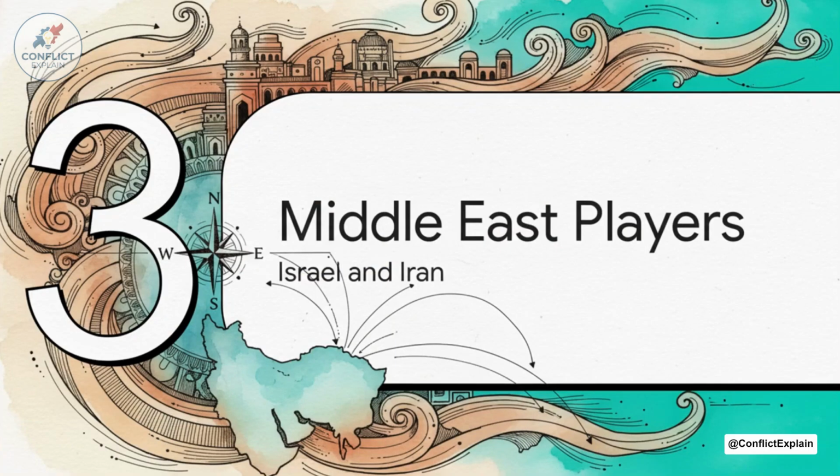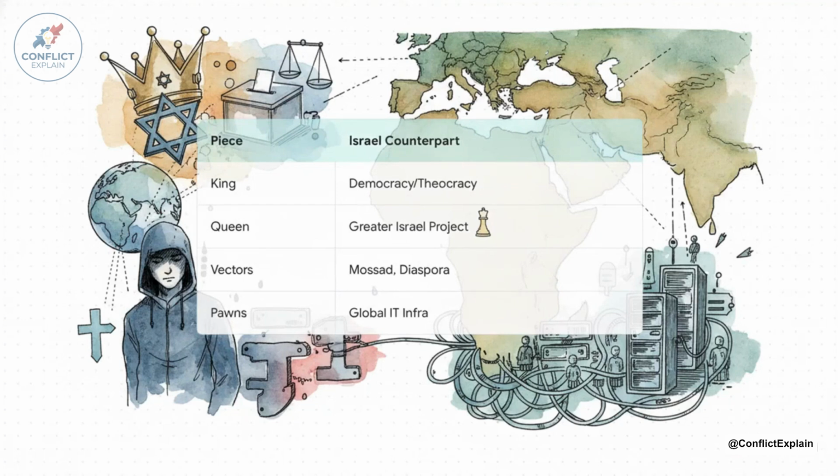Now, the most active and explosive theater in this global game isn't in Washington or Moscow right now. It's in the Middle East. Let's pivot to these crucial regional powers. Israel's position on the board is highly unique. Their king operates as a mixed democracy and theocracy. They're highly creative and technologically advanced, but also internally divided by deep political factions.